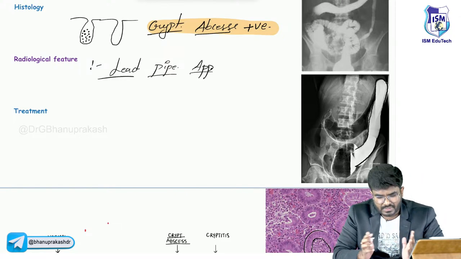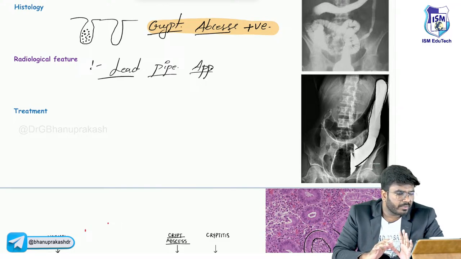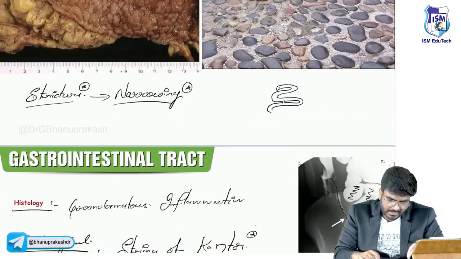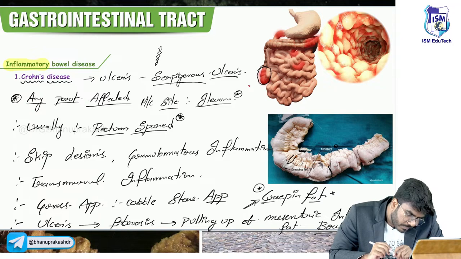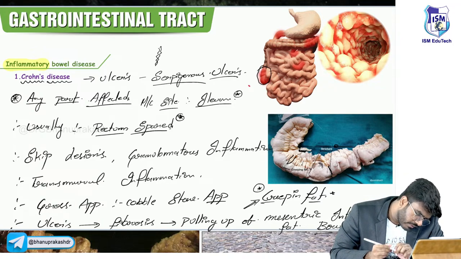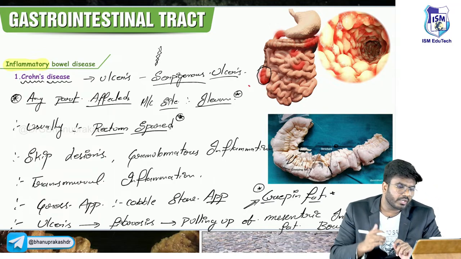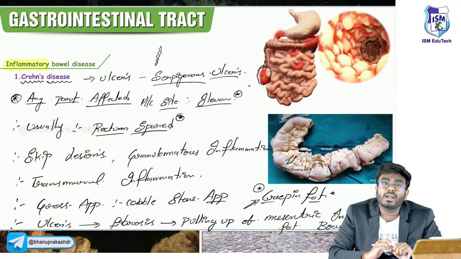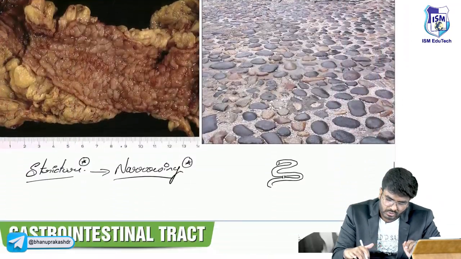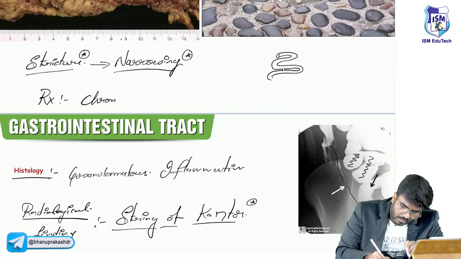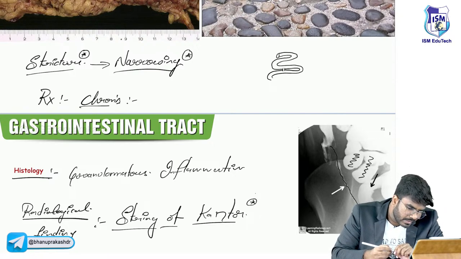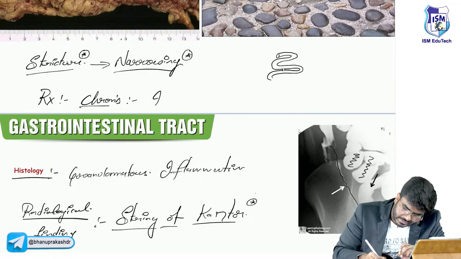Next, what's the treatment? The treatment for both conditions is almost the same: sulfasalazine. Now, what is the treatment done for Crohn's disease? There is one monoclonal antibody. Ashutosh Sharma, you wrote 5-ASA. Can you tell me what monoclonal antibody is used in the treatment of Crohn's disease? That is the question which was asked in one of the exams. Any idea? Ashutosh, yes, infliximab, excellent.